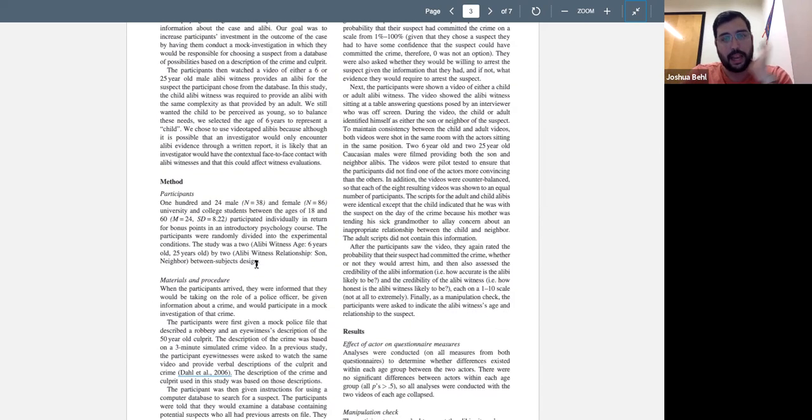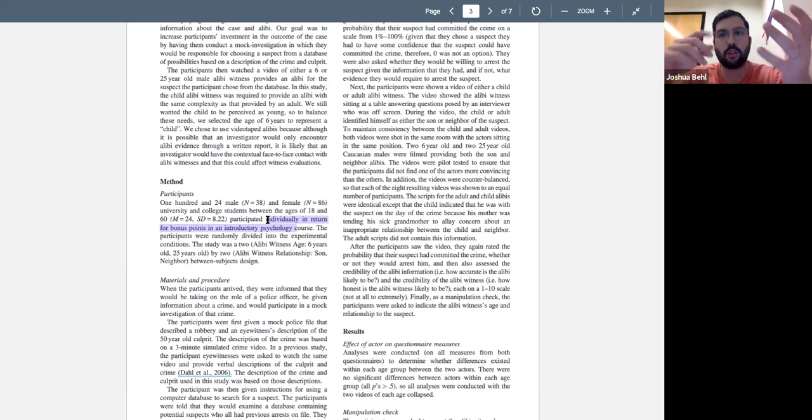But we can see here, and hers is past tense because she actually collected the data. Yours, you're proposing it, so yours shall be future tense. So she had 124 male and female, and you can see she had 38 male and 86 female university and college students between the ages of 18 and 60. You see the average age is 24 with a standard deviation of 8.2. They participated individually in return for bonus points in an introductory psychology course. So now we know how she got them.